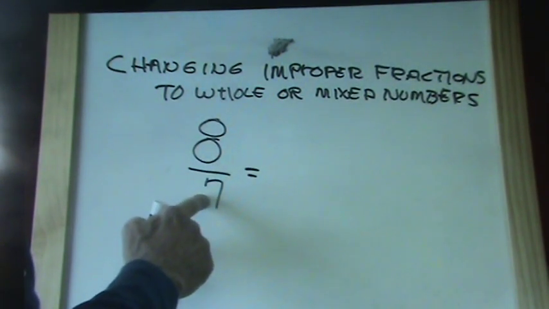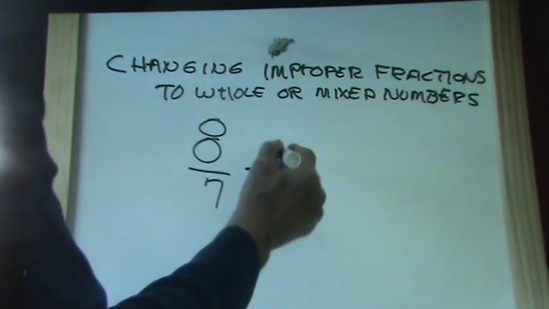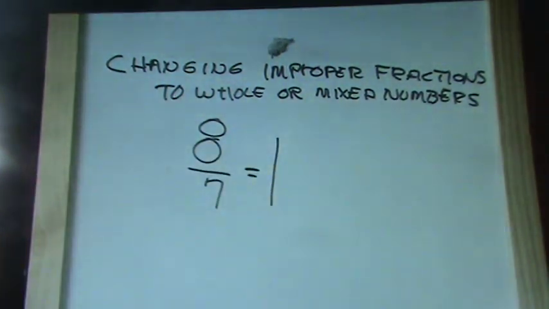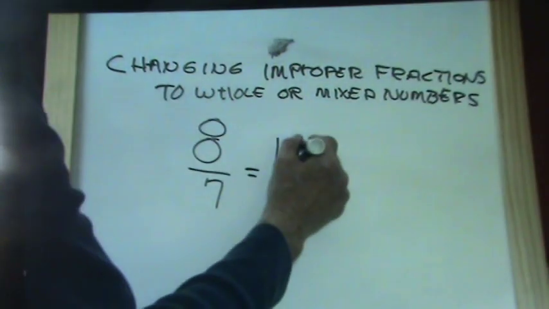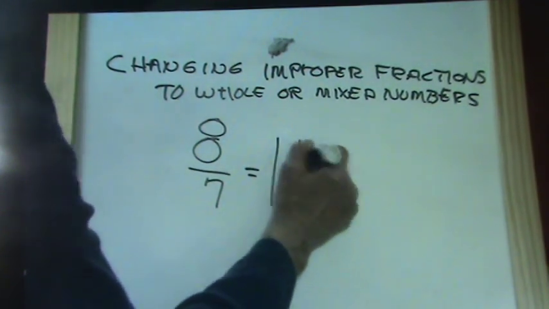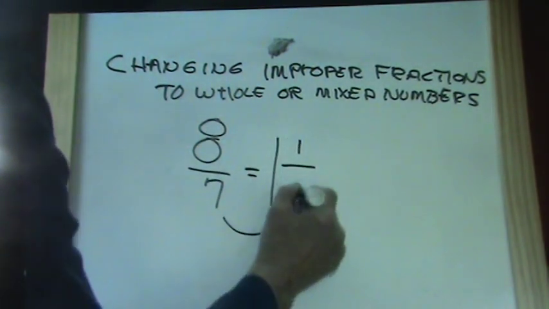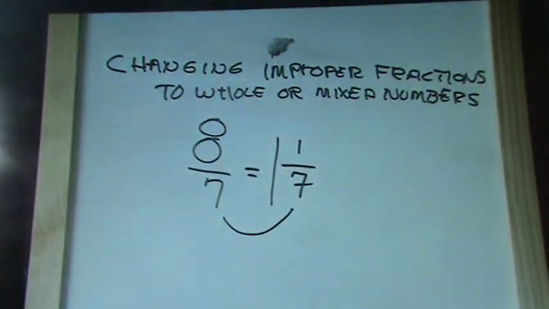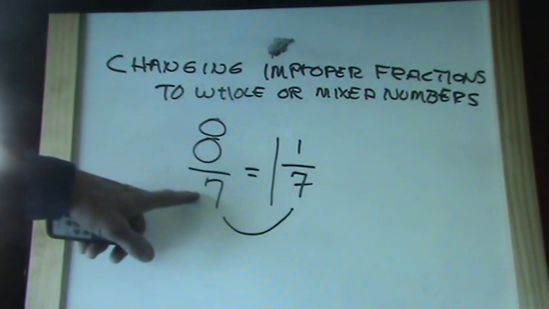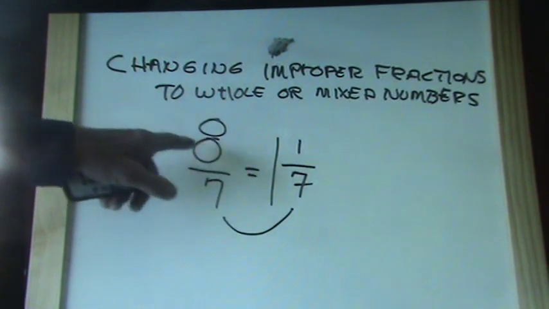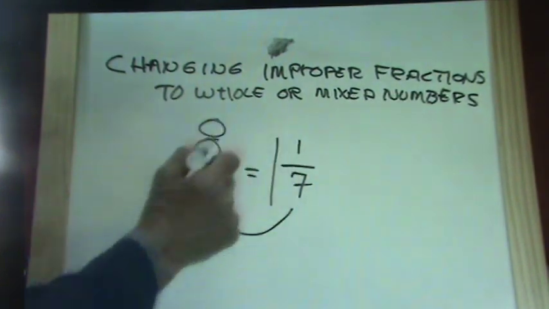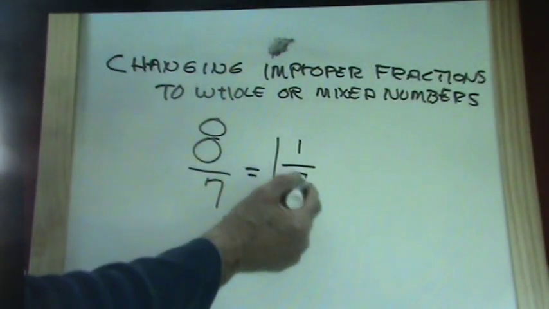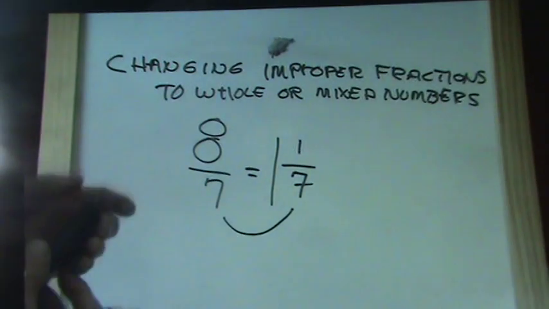Well, 7 will go into 8 one time, but it doesn't go evenly. There's a remainder. 7 will go into 8 one time, and I have 1 left over. And that becomes the numerator, and the 7 is the denominator. So I divide the denominator into the numerator. 7 goes into 8 one time. Whatever is left over, I put up on the numerator of the fraction, and the denominator stays the same.